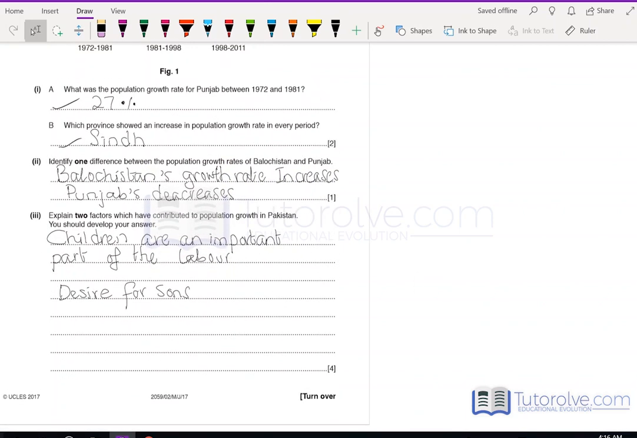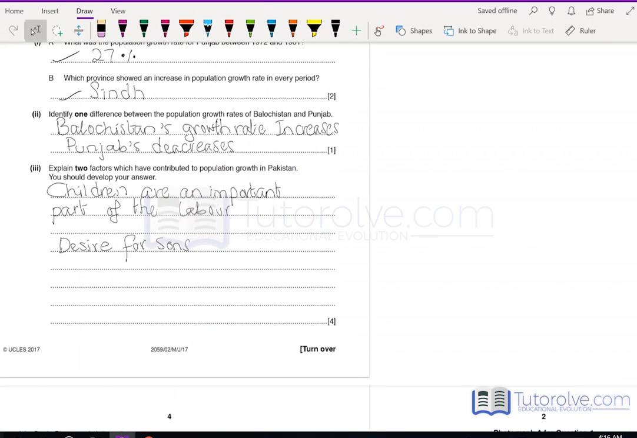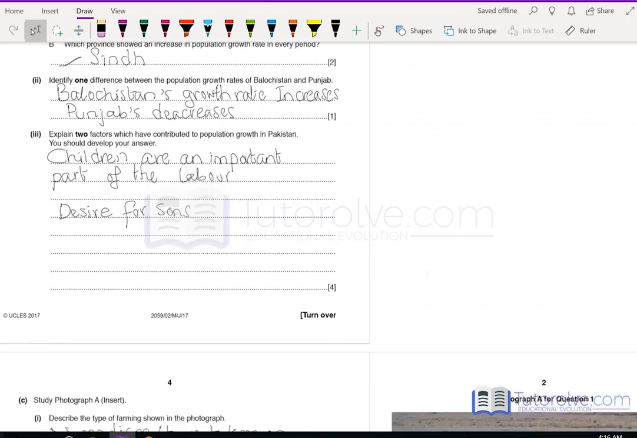Explain two factors which have contributed to population growth in Pakistan. You should develop your answer. Children are an important part of the labor, and there is mostly a desire for sons. This basically means there is a desire for having more sons. So if a daughter is born, people will try again to have sons. As long as they don't have sons, they will not stop reproducing. So that's one of the reasons why, especially in regions such as Balochistan, there is an increase in population rather than a decrease.